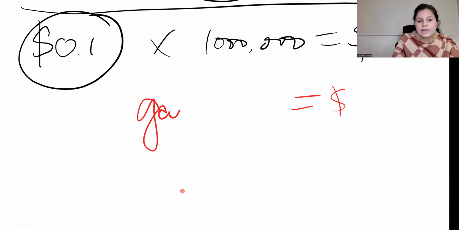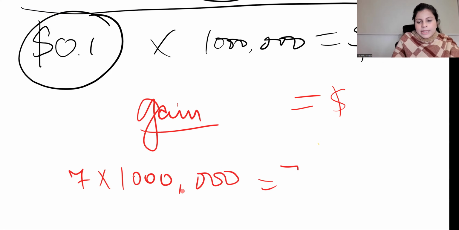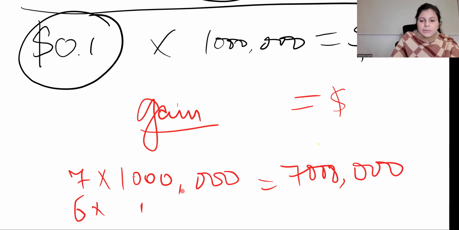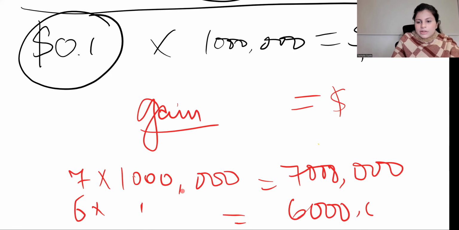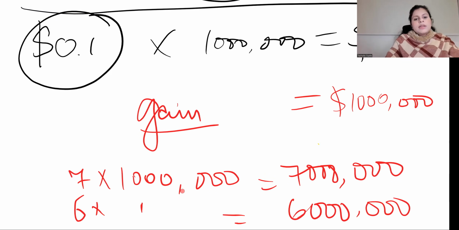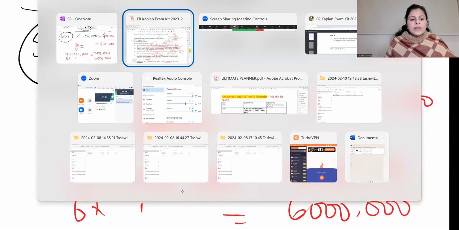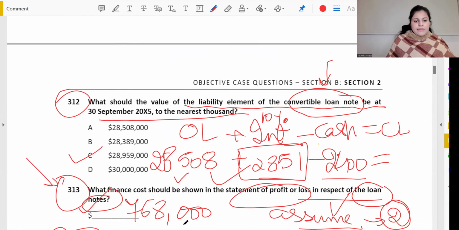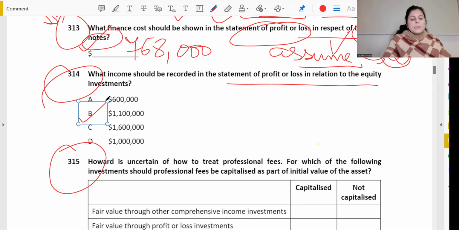So the reporting date value is $7 into 1 million shares, which is 7 million. The opening value was 6 into this, that was 6,000. So my gain is 1,000. If I work in thousands, what's my total gain? 1,100 is my total gain to be reported. So my answer is B. 1,000 for the fair value movement, 100 for the dividend income.